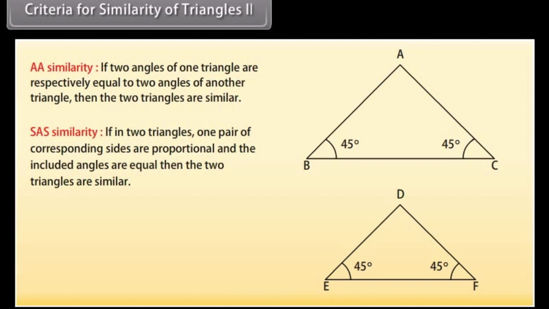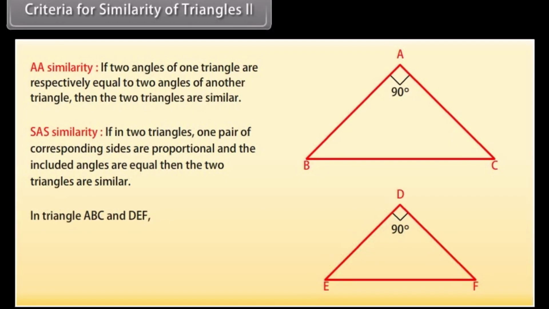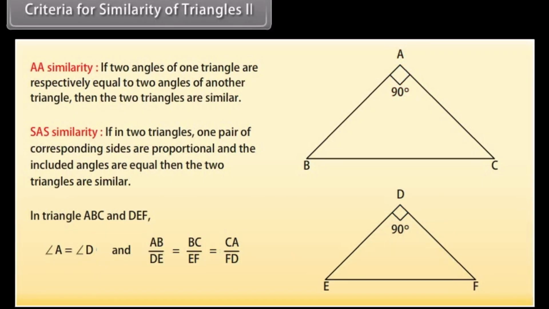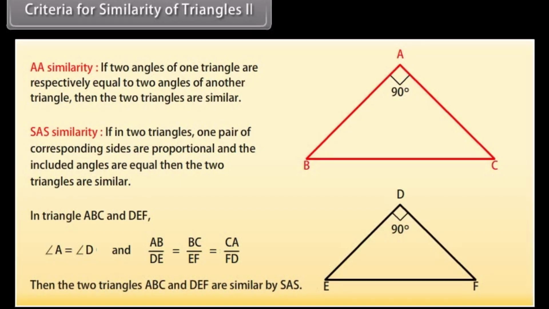SAS similarity. If in 2 triangles, one pair of corresponding sides are proportional and the included angles are equal, then the 2 triangles are similar. In triangle ABC and DEF, angle A is equal to angle D and AB upon DE equals BC upon EF, which equals CA upon FD. Then the two triangles ABC and DEF are similar by SAS.